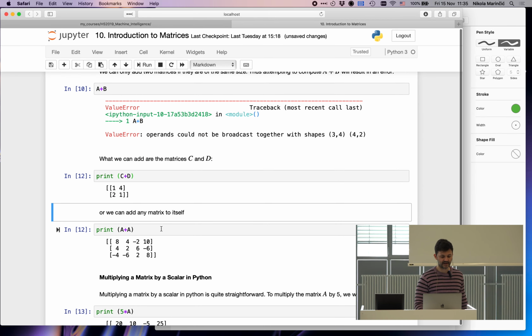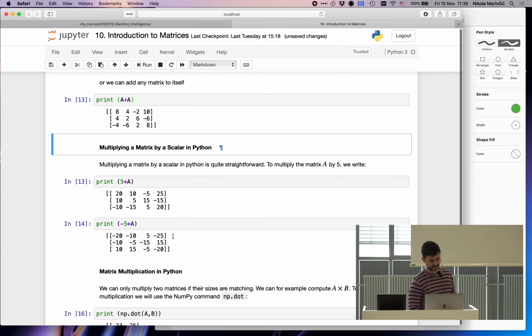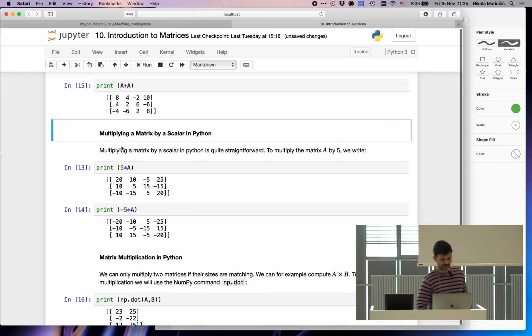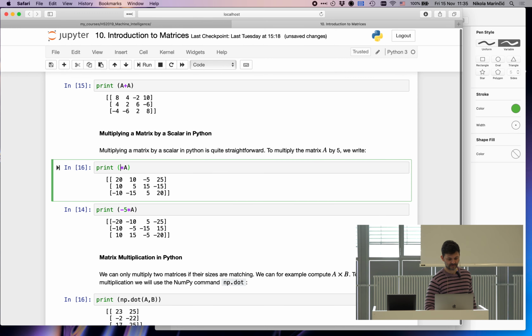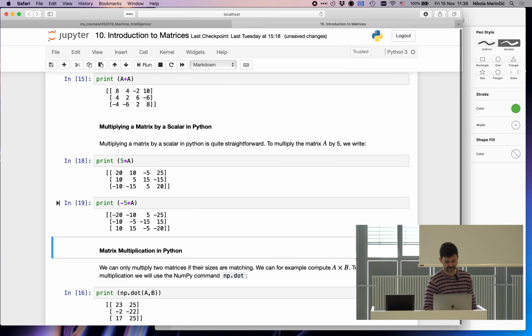And I can always add a matrix to itself because they have the same number of elements. Yeah? I can also subtract a matrix from itself and get all zeros, which is not a very special thing to do. But I can also multiply it by a number. For example, I multiply A by 5 and then you get this, or I multiply by 25, I get this. Nothing special, or negative 5.